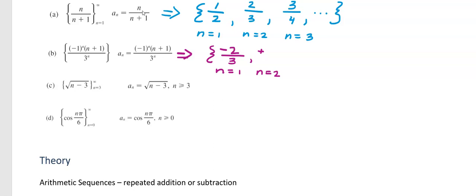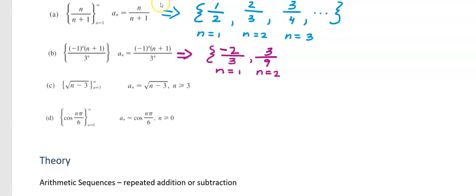Then we're going to have our n value of 2. So 2 plus 1 would be a numerator of positive 3 over, and then our denominator would be 3 to the second power, which would be 9. If you wanted to, you could take away that plus sign, since not having it there is just fine.